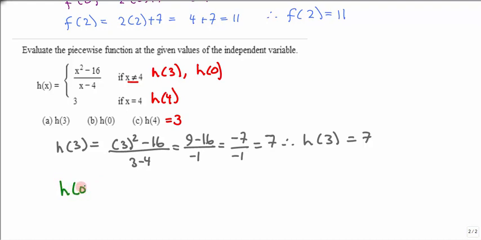Now again, h of 0 would go with this upper domain restriction again, because 0 does not equal 4. So everywhere I see an x, I'd go ahead and plug in a 0.